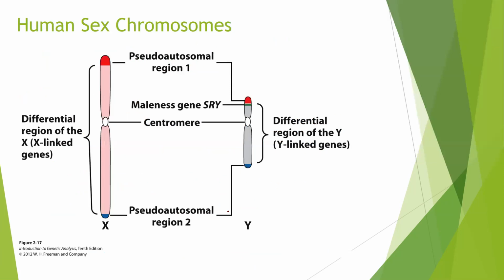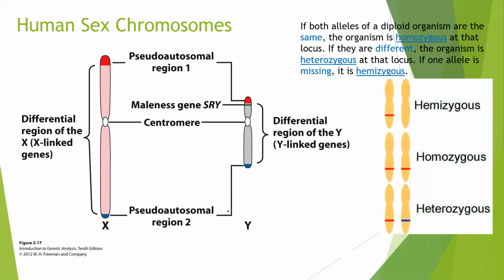Okay, so sex chromosome in human. First, let me give you another new concept. So this is another important concept here, so called hemizygous. Okay, this is new, right? Previously we learned homozygous and heterozygous. That's easy, because when we talk about either homozygous or heterozygous, we are talking about two homologous chromosomes. So those are the two homologous chromosomes, right?